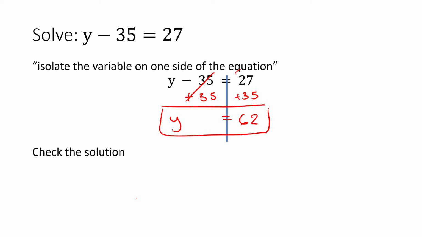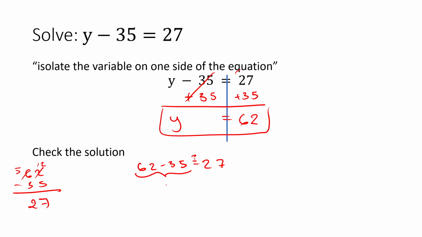Our solution is that. Now check your solution. 62 minus 35 is equal to 27. Well, let's find out. 62 minus 35: 2 minus 5, we borrow, 12 minus 5 is 7. Okay, so far so good. 5 minus 3 is 2. Since 62 minus 35 is 27, and 27 is equal to 27, our solution is correct.